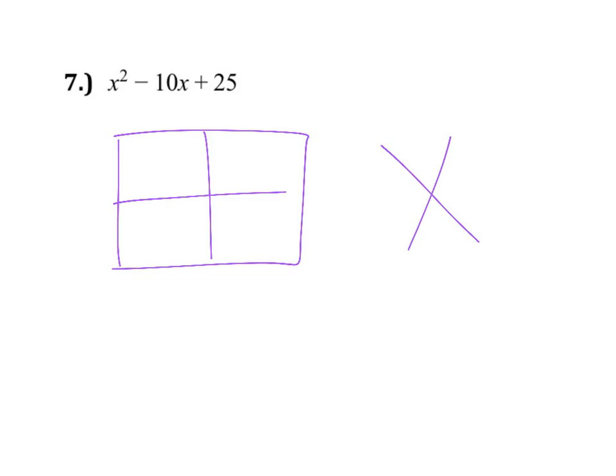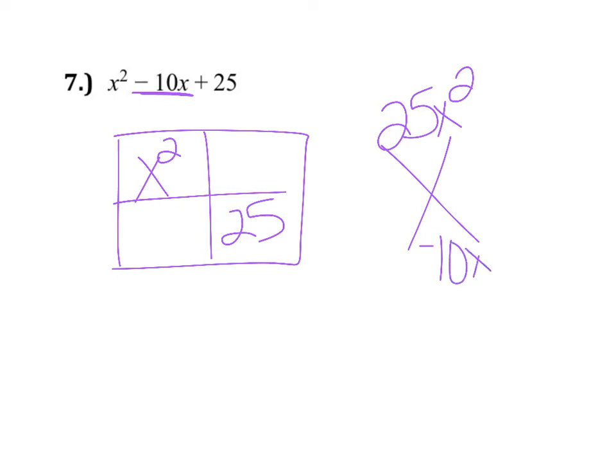Alright, for problem 7, same setup. First term goes in the top left corner. Last term, the 25, goes in the bottom right. We're going to multiply those two pieces together to get the top of the diamond. Now, the middle piece, negative 10x, is going to go on the bottom, and the negative goes with it.